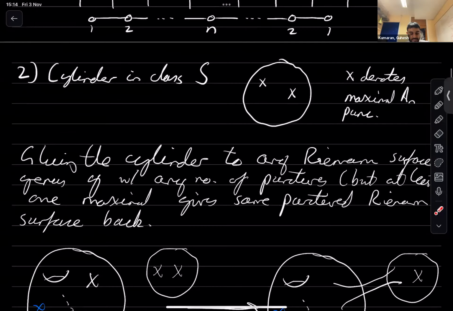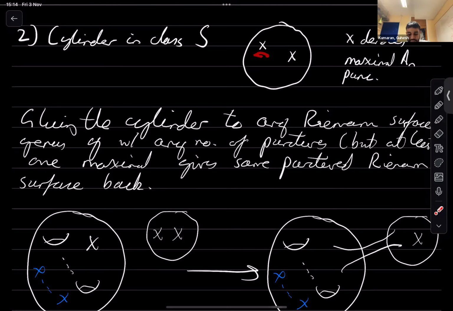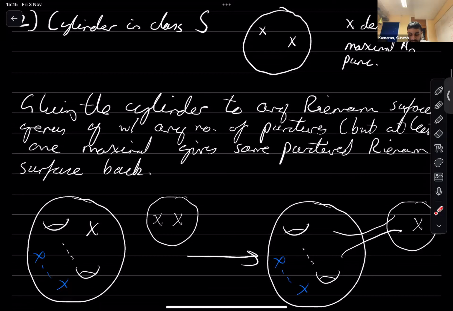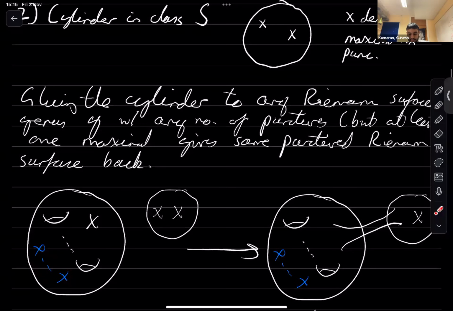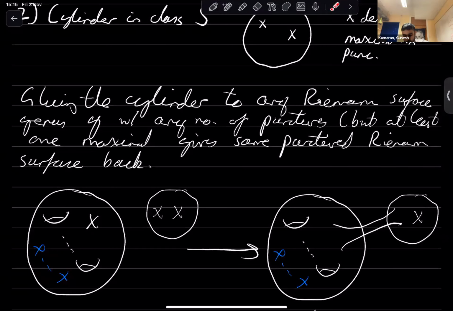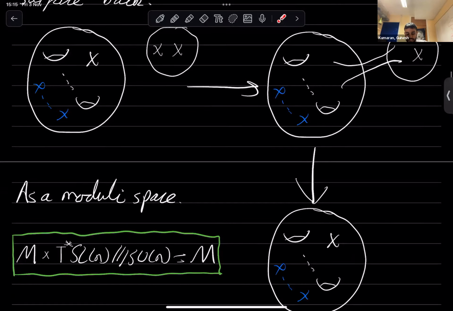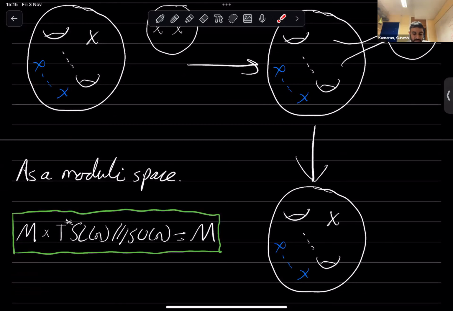Another viewpoint is as a cylinder in class S. Here my cross denotes a maximal AN puncture. Now, gauging in class S is quite simple. It's about gluing punctures together. If we take our cylinder and we have any Riemann surface with any genus and any number of punctures, which I'll put in blue, but at least one maximal puncture, the gluing actually leads you back to the same object you started with.